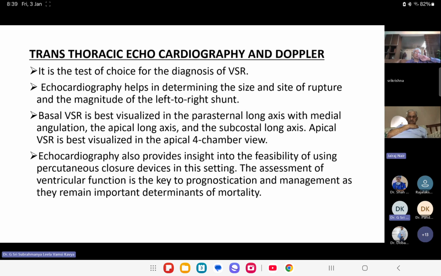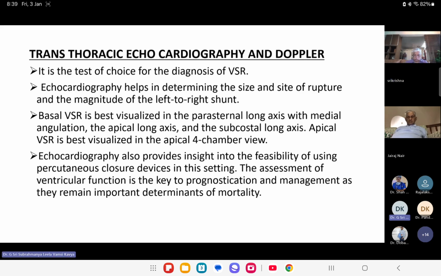Transthoracic echocardiography and Doppler is the test of choice for diagnosis of VSR. Echocardiography helps in determining the size and site of rupture and the magnitude of left to right shunt. Basal VSR is best visualized in the parasternal long axis with medial angulation, the apical long axis, and the subcostal long axis. Apical VSR is best visualized in the apical four-chamber view.